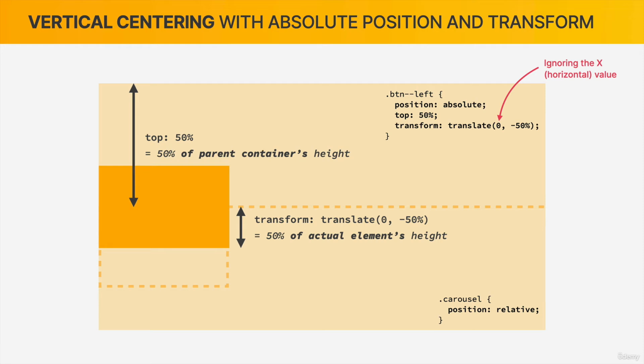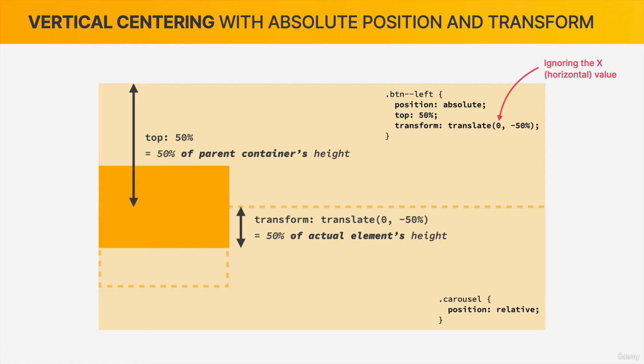So again, the translate property takes two values, where the first one is basically horizontally and the second one is vertically. And so by specifying minus 50% means that the element will move up because of the minus, and it will move up by exactly 50% of its actual height. And so by doing this, after the second step, it will be completely centered vertically.